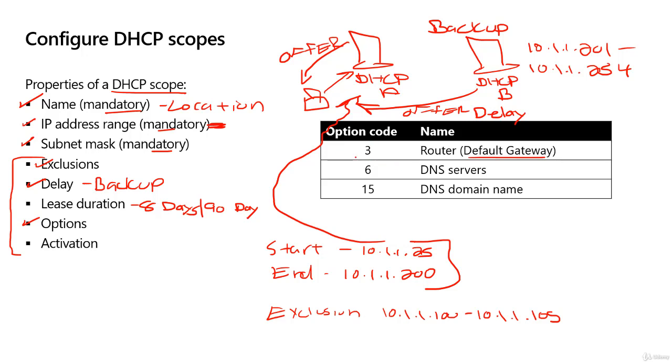Well, that would be option 3, the default gateway. DNS servers would be option 6. I also typically will define a domain name, option 15. So when you type something like ipconfig or ipconfig /all, you'll see your domain name show up in that list as well, gets appended to your computer name. So these are the common options that you will define.